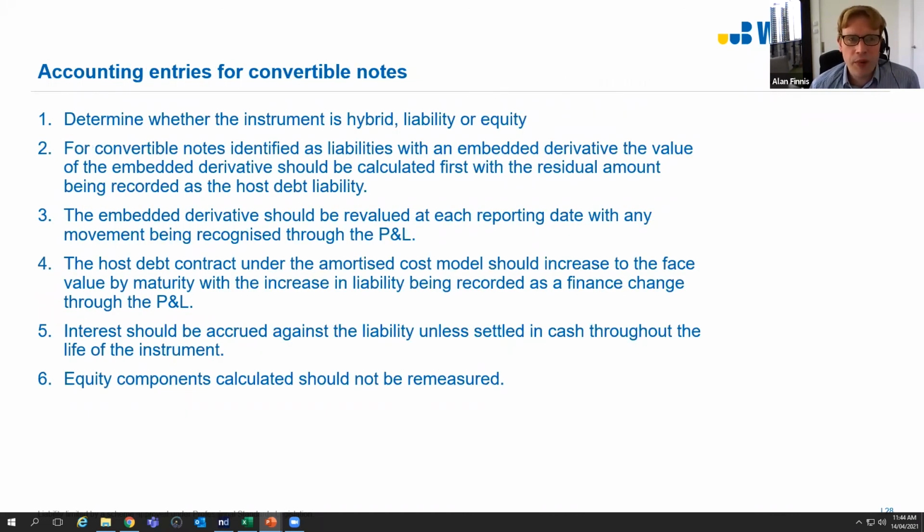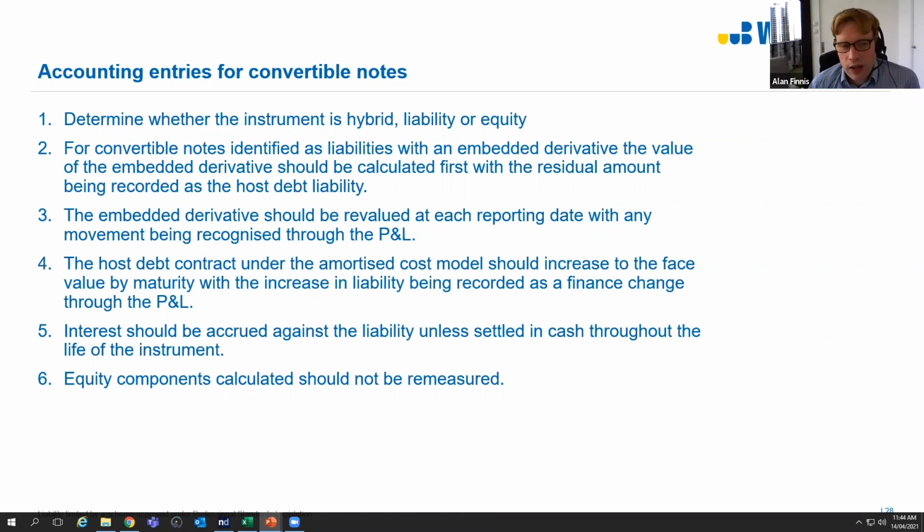So this is just a bit of a summary on accounting for convertible notes and how we go about it. The first thing, you go back to the table and you work out whether you've got a hybrid, liability or equity. For convertible notes identified as liabilities and embedded derivative, the value of the embedded derivative should be calculated first with the residual amount being recorded as the host debt liability. The embedded derivative should be revalued at each reporting date, with any movement being recognised through the P&L. So we don't increase or decrease the liability as a result of movements in the embedded derivative over the life of the note.